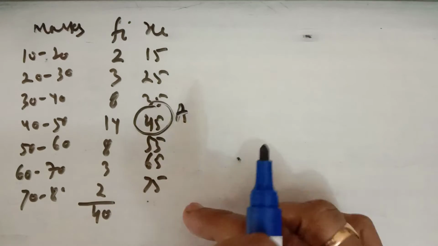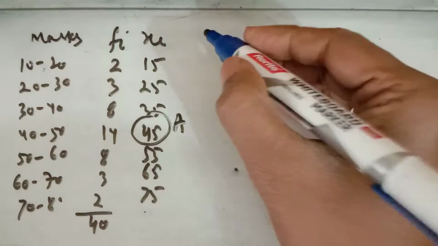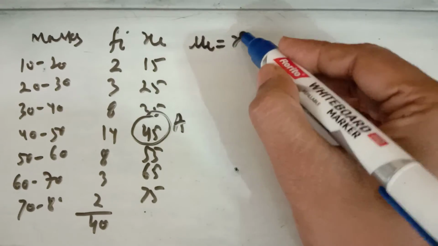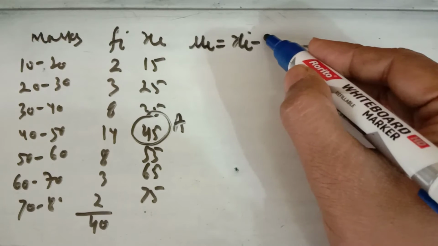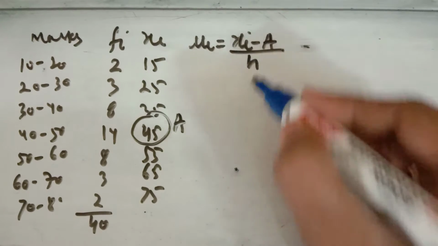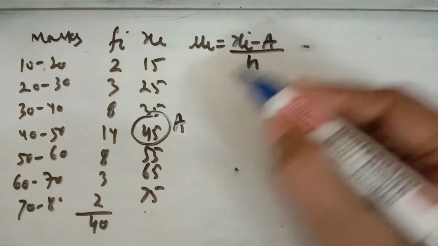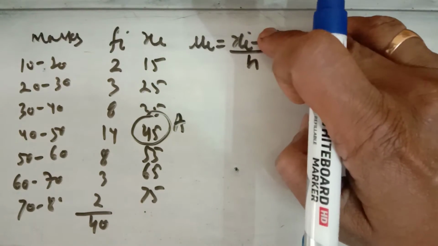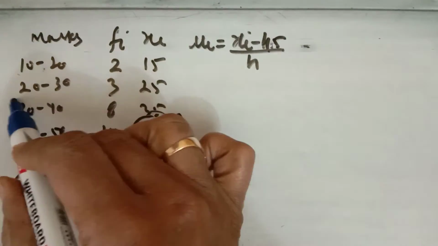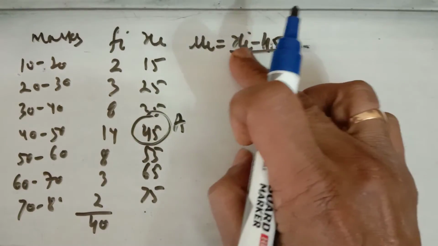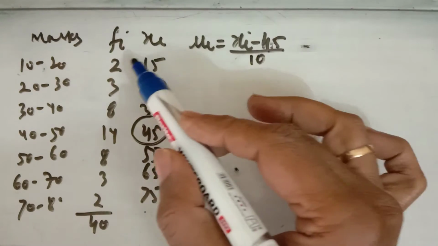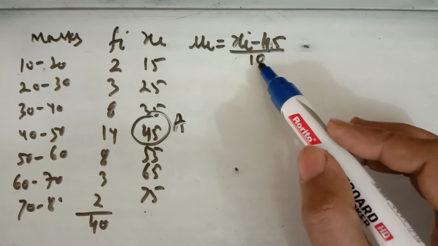We take approximately the exact middle value. And after that we'll find ui. What is ui? It is xi minus assumed mean upon class size. The assumed mean here is 45, so take 45. The class size here is 10, since the classes are 10 to 20, 20 to 30, 30 to 40, so take 10. Now find its ui. ui is xi minus 45 upon 10.